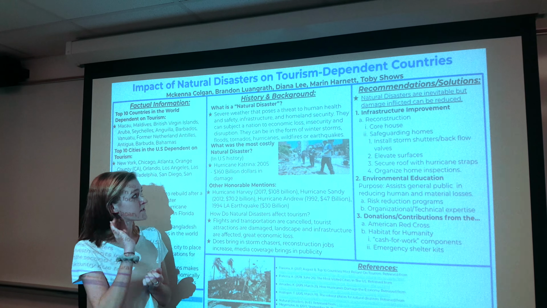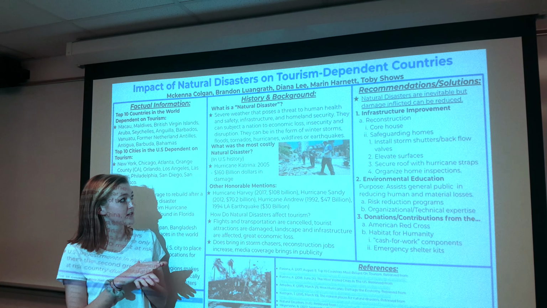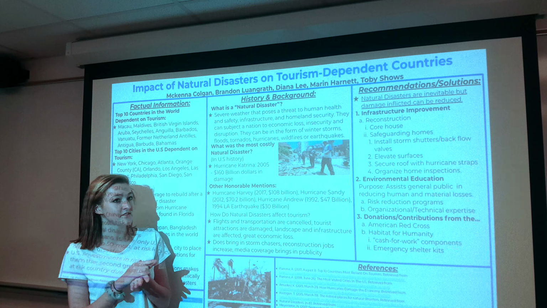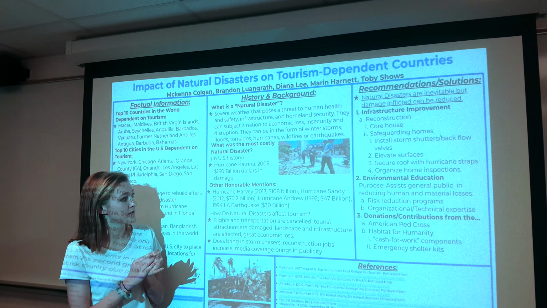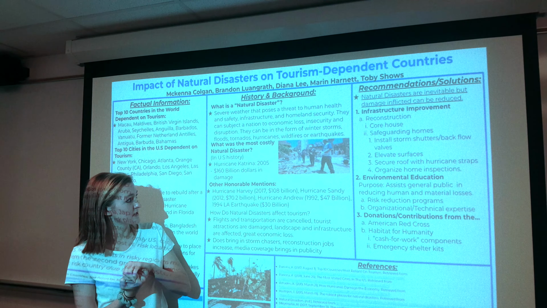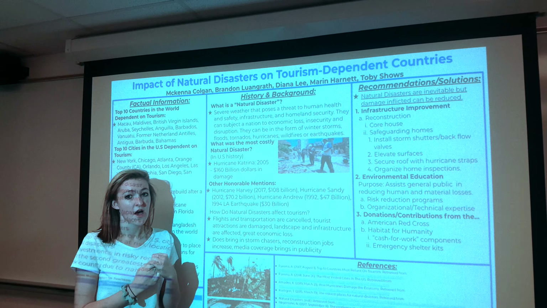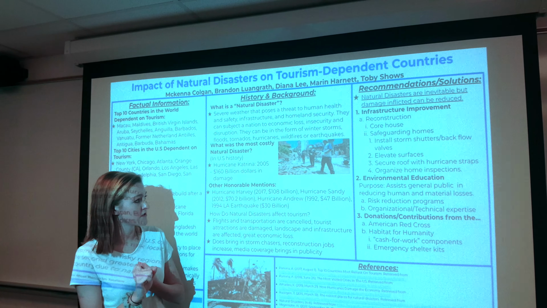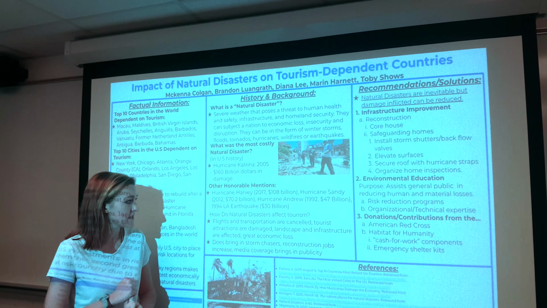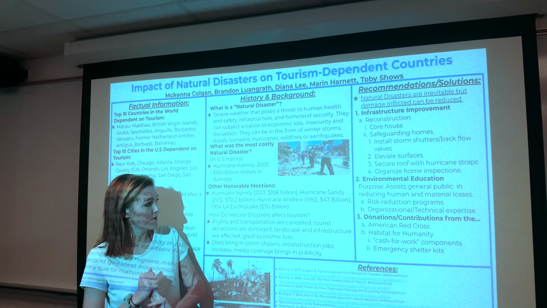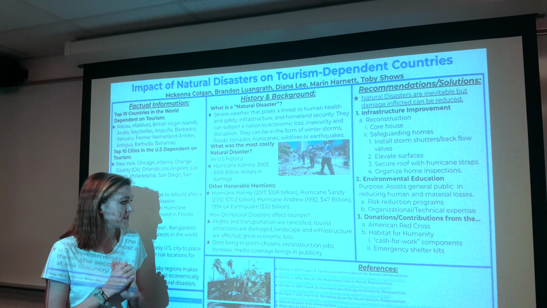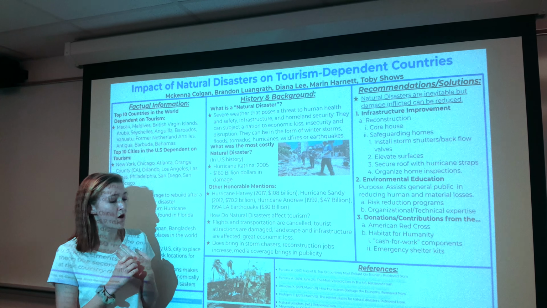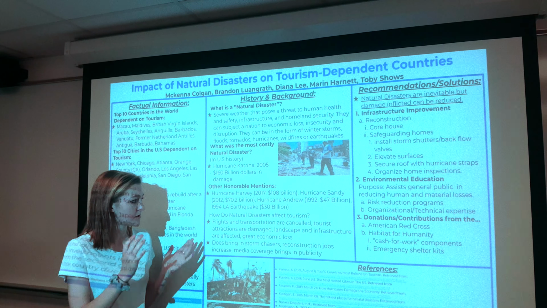So the most costly natural disaster in U.S. history is Hurricane Katrina, which happened in 2005 off the coast of Louisiana, and it was $160 billion in damage. But some other honorable mentions from U.S. history were Hurricane Harvey in 2017, Hurricane Sandy in 2012, Hurricane Andrew in 1992, and the 1994 LA earthquake, which were all in $1 billion worth of damage.